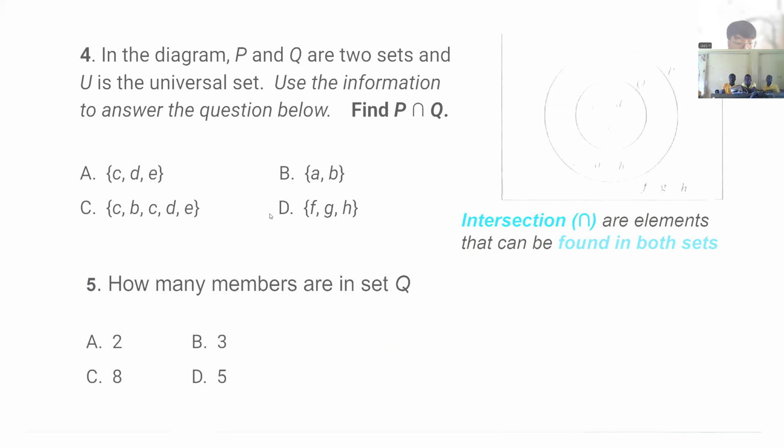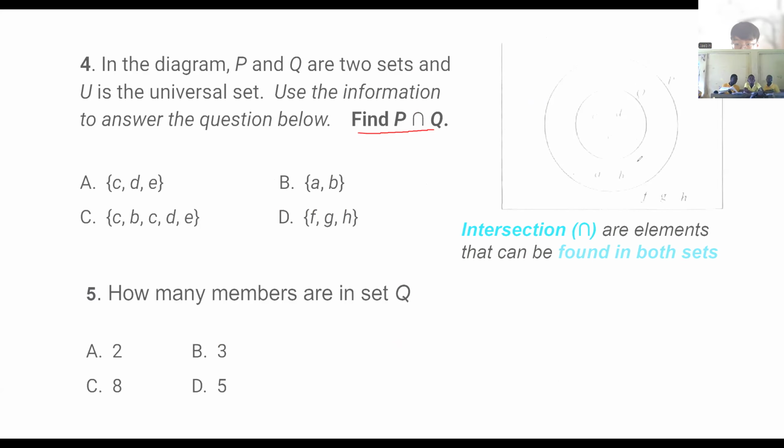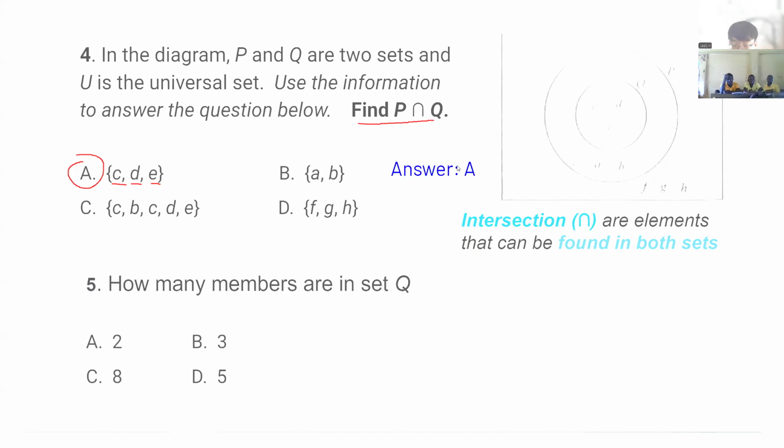So let's go back to this question. So it says to find P intersection Q. And we know it had C, D, and E. So yeah, we see it here. It's C, D, and E, right? That was P intersection Q. So that's why the answer is A for this question. Because C, D, and E are in both P and Q set.